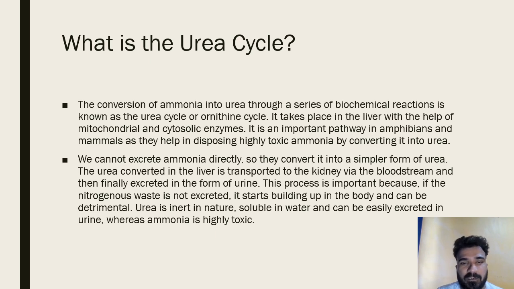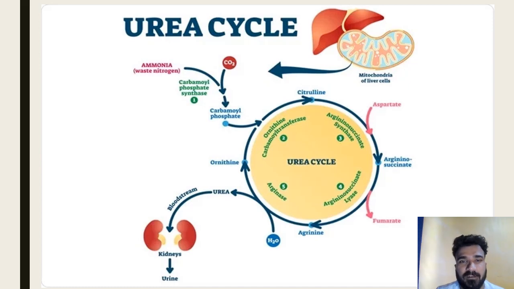The urea formed in the liver is transported to the kidney by the bloodstream and then finally excreted. This process is important because if nitrogenous waste is not excreted, it starts building up in the body and can be detrimental. Urea is inert in nature, soluble in water and can be easily excreted in urine, whereas ammonia is highly toxic. So this is the urea cycle. Next I will explain the steps of the urea cycle.